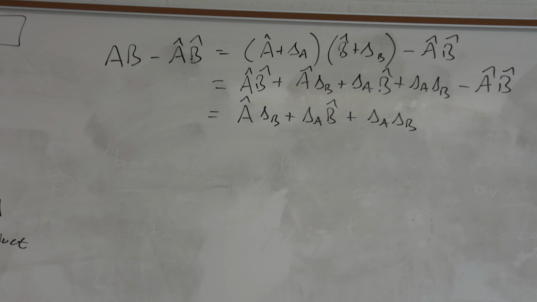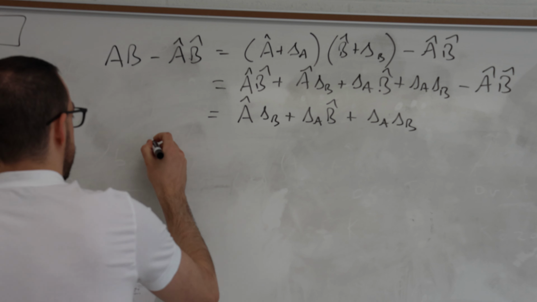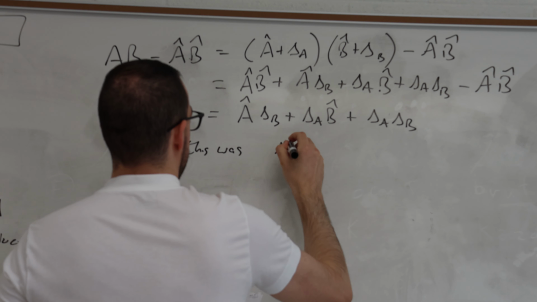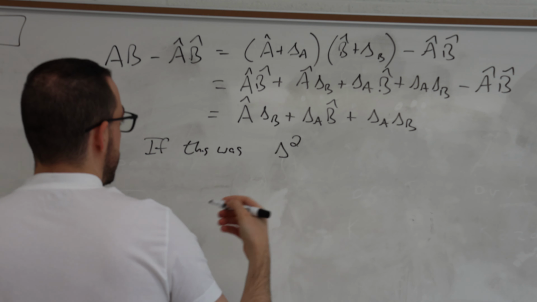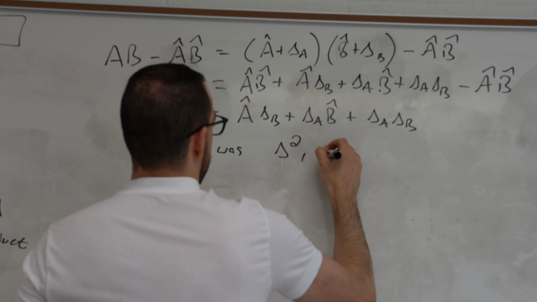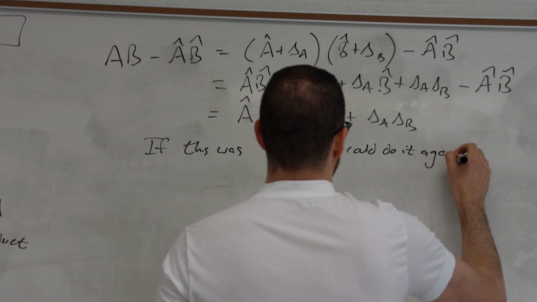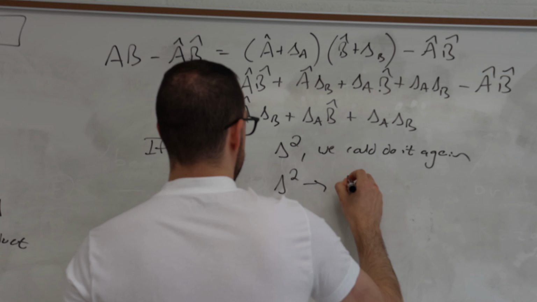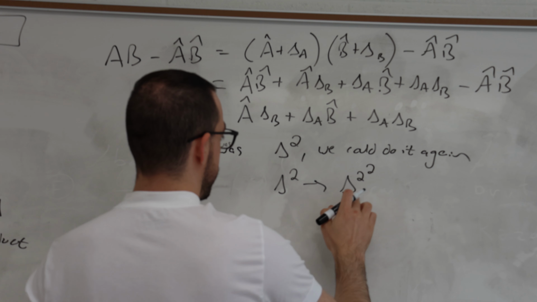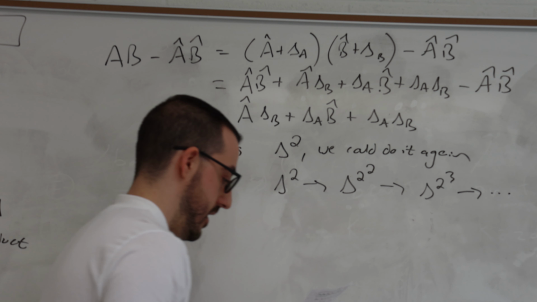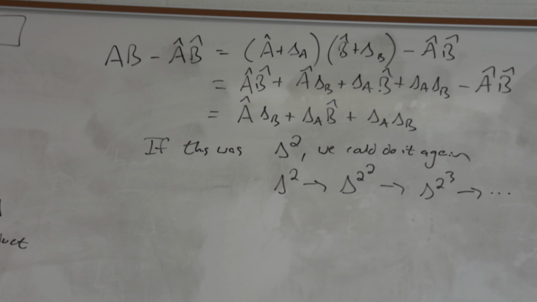That would be really nice because then we could just iterate this. And so let's say if this was to order delta squared, then we could iterate this. So we could do it again. And we would have delta squared going to delta to the power 4, then delta to the 8, and so on and so forth. So that would be really nice if that were true. That's what we're going to try to get to.